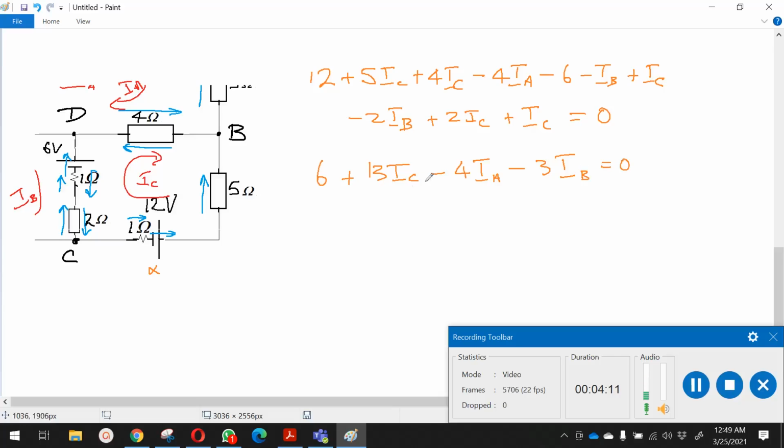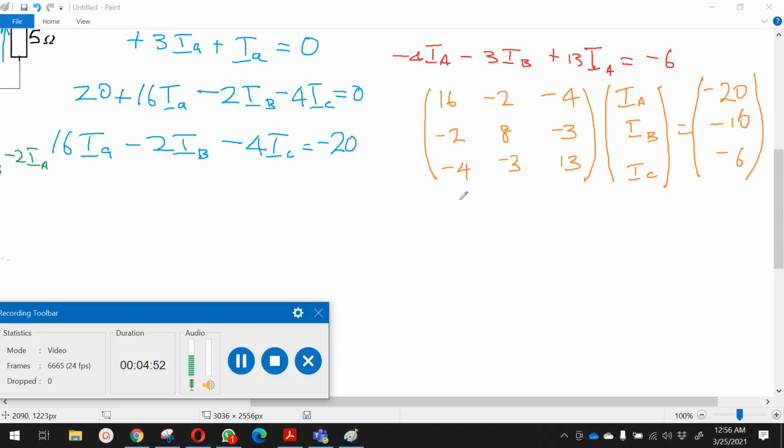equals 0. Again, I want A's, B's, and C's, so I'll say minus 4IA minus 3IB plus 13IC, taking the 6 over, equals negative 6. And that is my third equation. The next step is to put these three equations side by side, arrange them in a manner which I can solve, and proceed to solve.